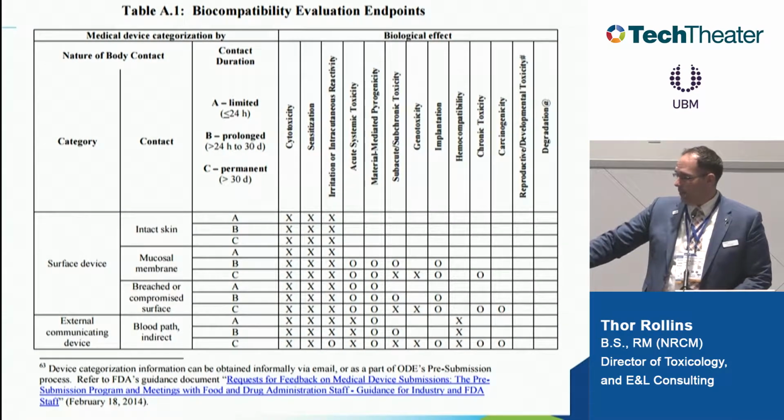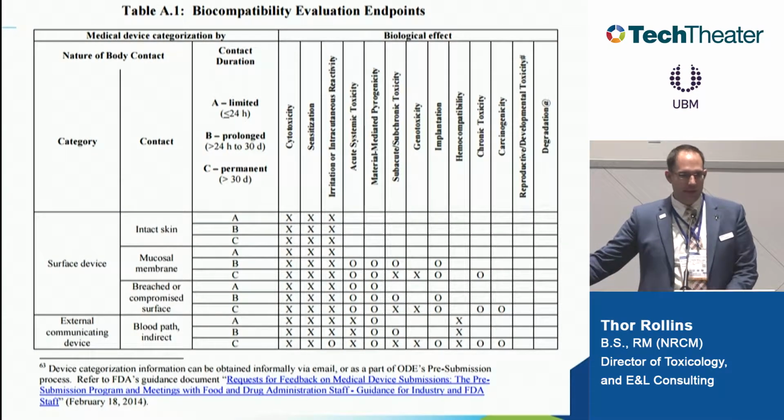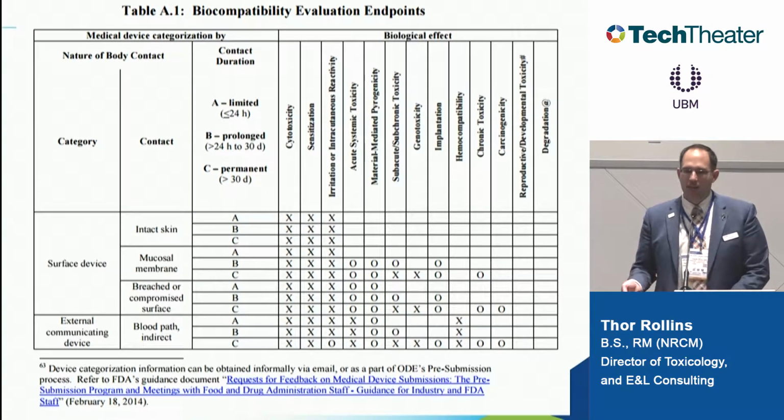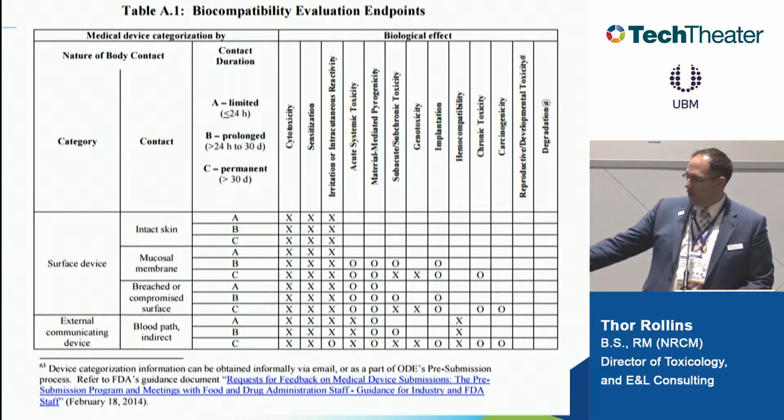So this right here is the biocompatibility chart from the FDA guidance document. Okay, so the one that just came out in June. There are some differences. They've added material-mediated pyrogen.